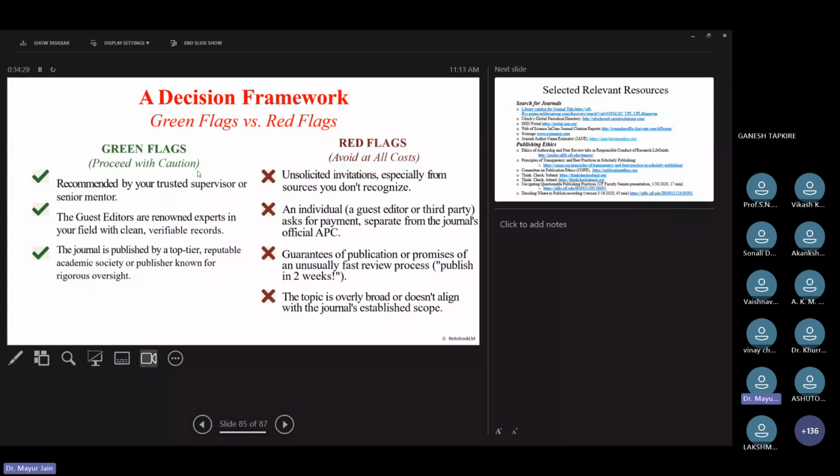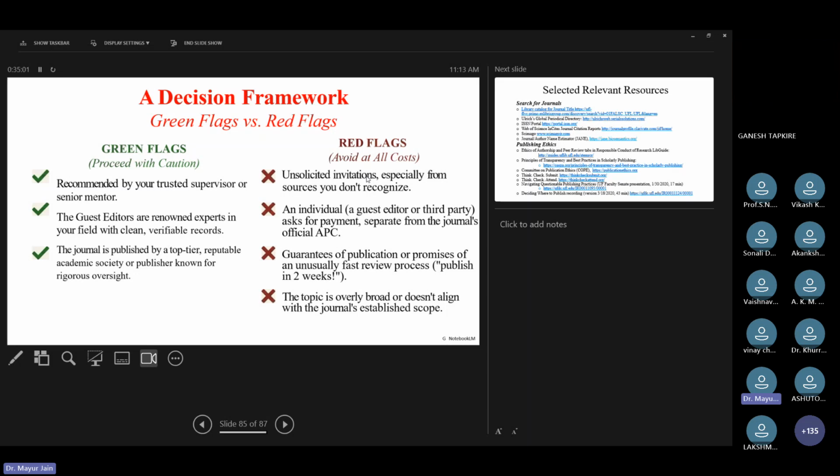Okay, then you can always check a checklist of do's and don'ts. So, green flags, proceed with caution: recommended by your trusted supervisor or senior mentor. The guest editors are renowned experts in your field with clean, verifiable records. The journal is published by a top-tier reputable academic society or publisher known for rigorous oversight. So if such things are easily doable, then go for these kinds of journals.